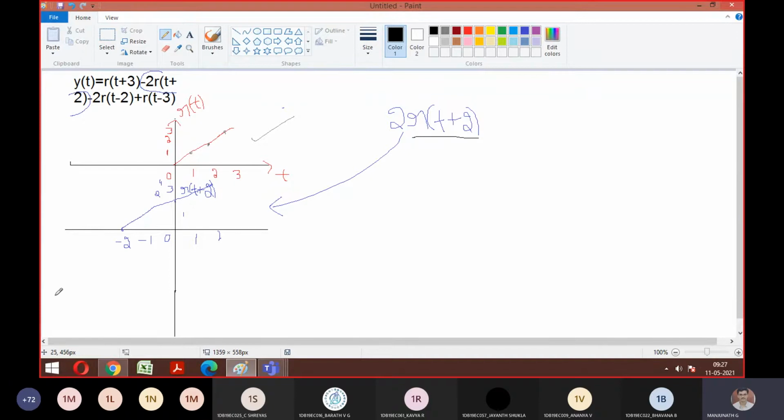How to plot 2 times of this. The thing is simple. Whatever r of t plus 2 you have, that is your original signal, and for that I am multiplying the amplitude by 2. That is the logic. Okay, so let's come to the procedure. Minus 2, minus 1. Yesterday, I think we ended the graph like this. Let me trace what we did yesterday. I think we started from here and ended like this.